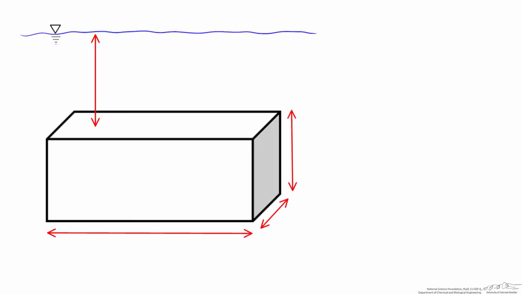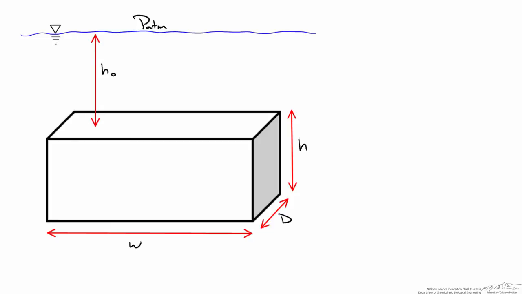To demonstrate how to come up with an equation for the force of buoyancy, let's consider a rectangular block that's submerged in water. At the surface of the water, the pressure is atmospheric pressure. It's a free surface, and the top of the block is submerged some distance h0 from the water surface. The height of the block we'll call h, the depth of the block into the screen is d, and the width of the block is w.